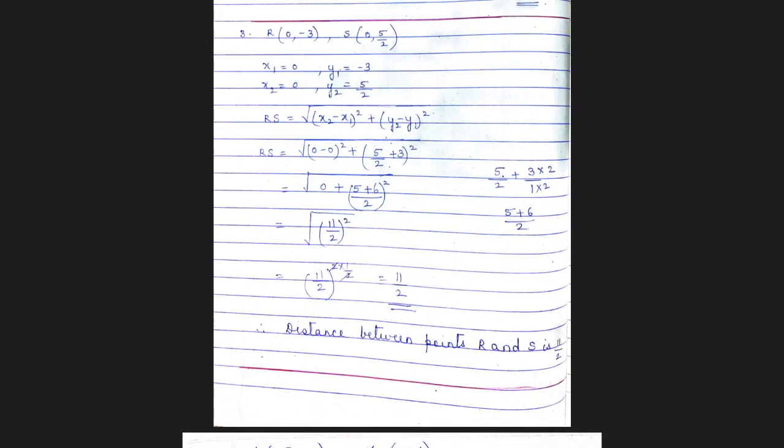R 0, minus 3, S 0, 5 by 2. Why I did this is because there's a fraction 5 upon 2. So it will be good to understand how to do it. So point R is considered to be x1, y1. So x1 is 0, y1 is minus 3. The point S, x2 is 0 and y2 is 5 by 2. Method remains the same. You have to just substitute the values. Here for y2 minus y1 you get 5 by 2 minus minus 3. So minus into minus becomes plus, and so you have 5 by 2 plus 3 the whole square.